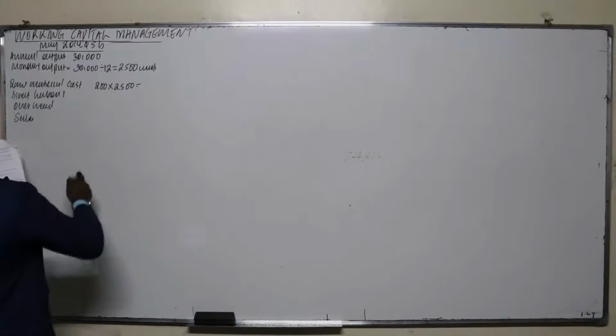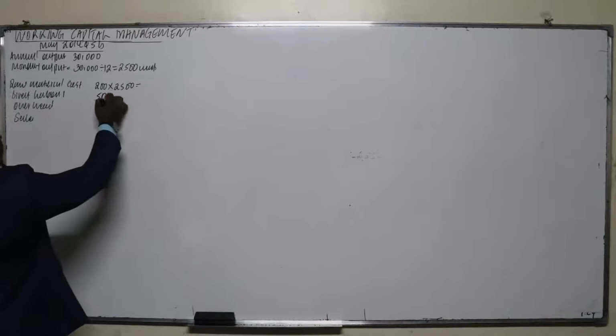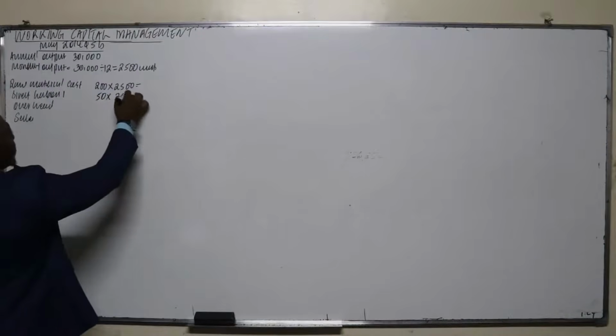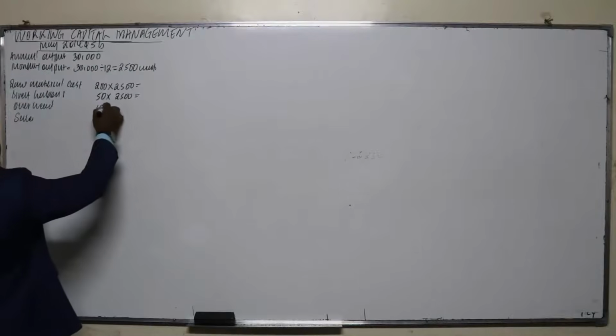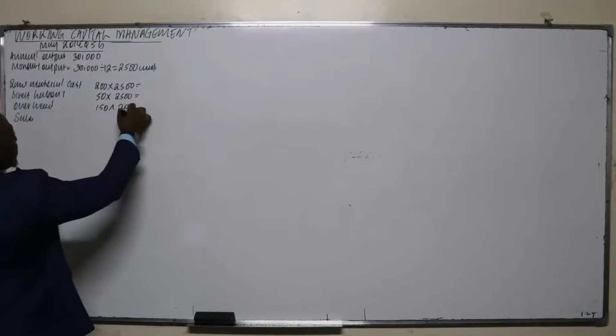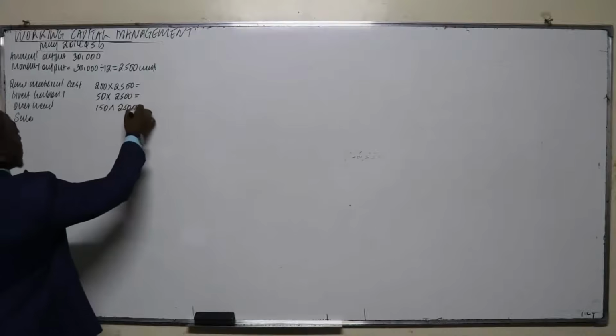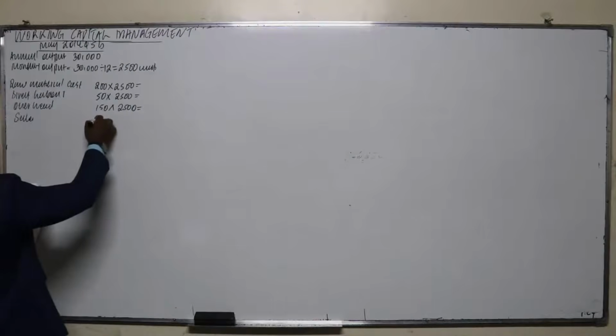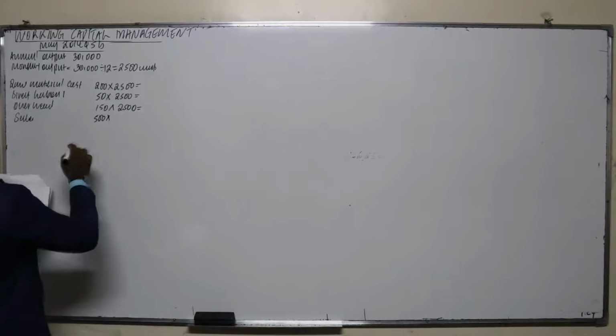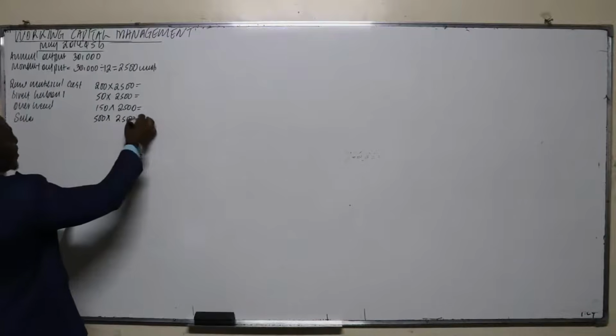For direct labor, the cost per unit is 50. Then you multiply by the number of units per month, so that you get the total monthly cost. Overhead is 150. You multiply by 2,500. Then to get the sales, now what gives rise to sales? We want to determine the data. So for the sales, we have the selling price. Now, the selling price is 500 per unit, and per month, the production is 2,500. So how much is the total raw material cost?